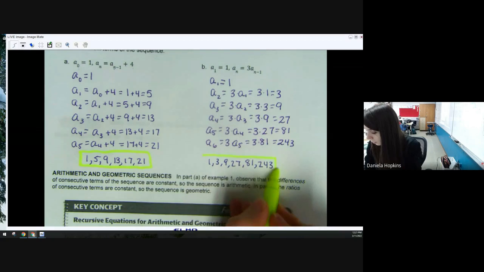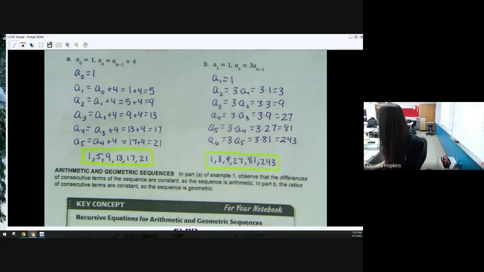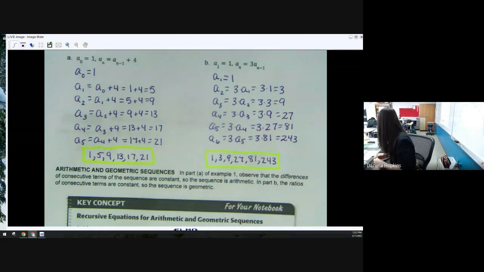Are there any questions just about finding these first 6 terms? Pretty straightforward. All right, now let's just look at these.